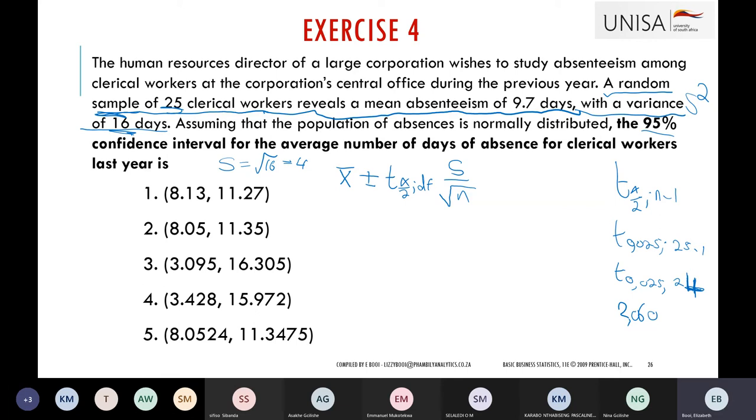Two point zero six zero. Okay, what is our mean? Is it not 64? Oh, yes, you're right. It's 2.064. I need to use a ruler. 2.064. What is our mean? 9.7, plus or minus our critical value, we did go find it. It's 2.064, times our standard error, sample s is 4, divided by the square root of n, our n is 25. Do the calculation.